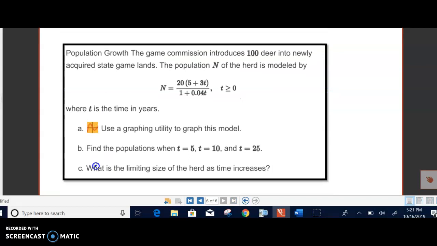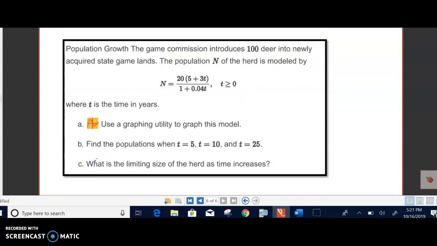Let's take a look at an application. So we've got population growth. 100 deer are introduced to a newly acquired state game land. The population N of the herd of deer is modeled by this particular function. Time represents years. We want to graph it, find the populations for certain values, and determine what is the limiting size of the herd as time increases. So let me pause for a second.